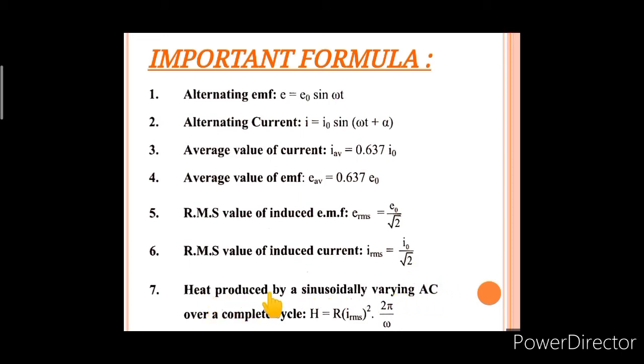Next, the heat produced by the sinusoidally varying AC over a complete cycle is given as H is equal to R into the square of the RMS value of the current, multiplied with 2 pi by omega. So the formula is H is equal to R into I_RMS square into 2 pi by omega. This is the heat produced by a sinusoidally varying AC over a complete cycle.